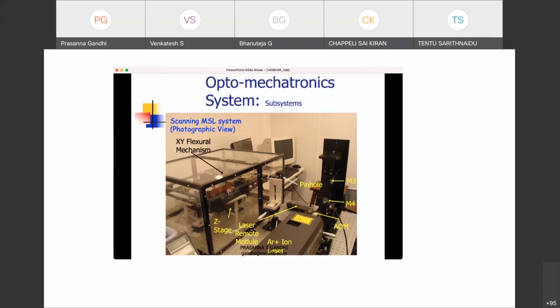And there is one company that our students have recently started based on our research here, called Flex Motion Technologies. Okay, so if you are interested in compliant mechanism based nanometric motion stages for any of your applications, then you can contact them. The company name is Flex Motion Technologies. Okay.